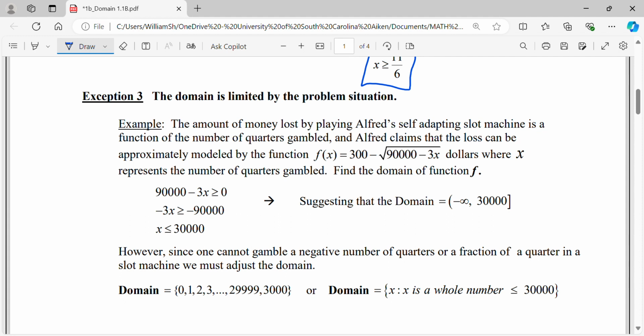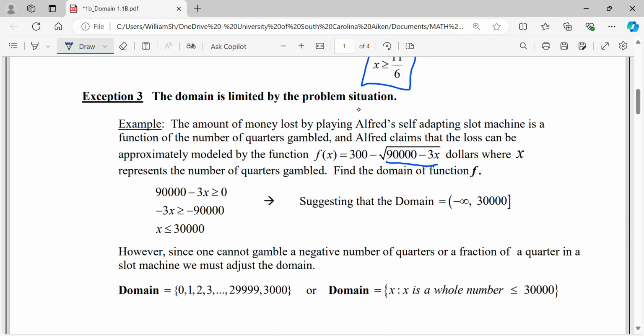Now, first thing we're going to do is look at exception 1 and exception 2 within this word problem. The exception we see here is that we have a radical, an even index radical at that, which means we need to worry about the interior of this radical here being greater than or equal to 0.